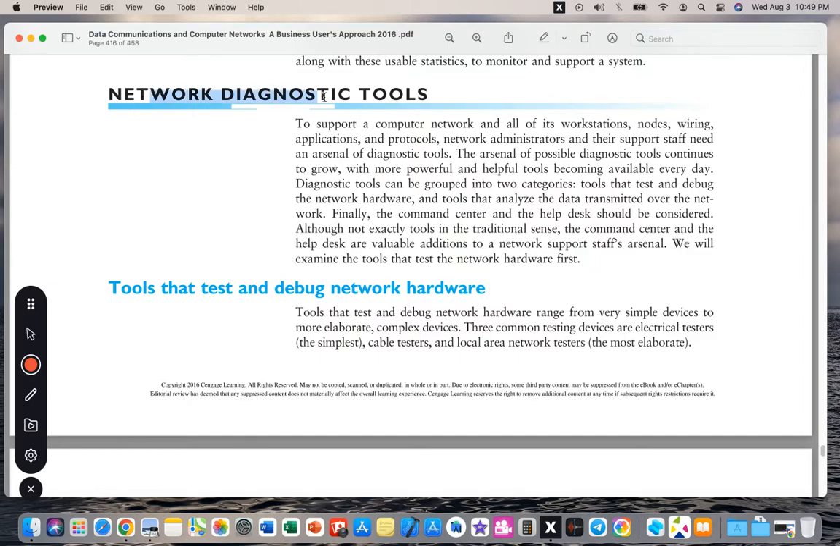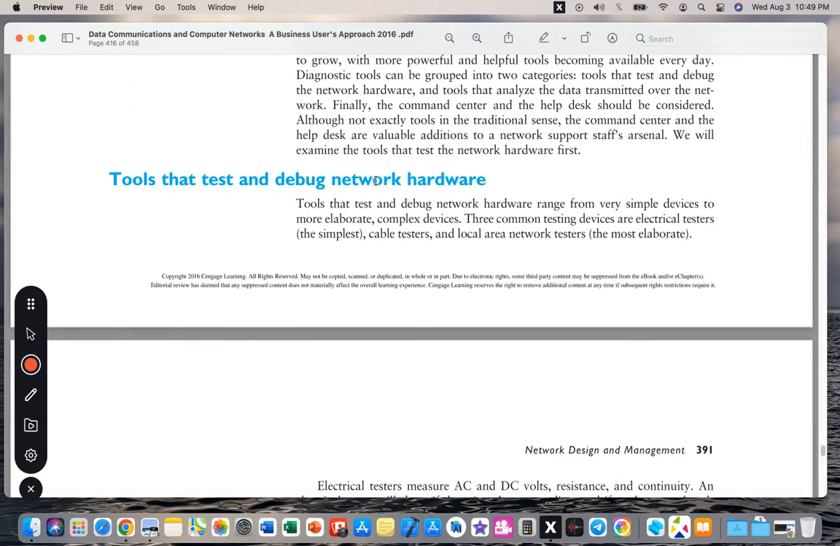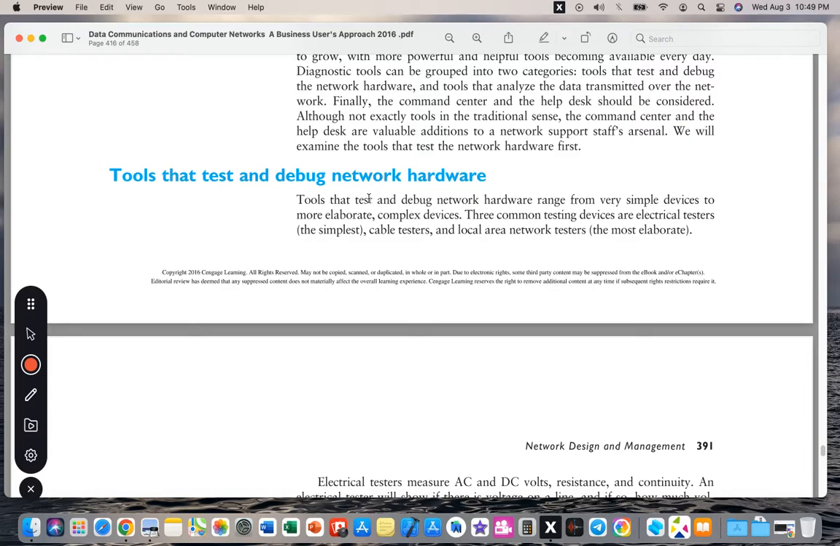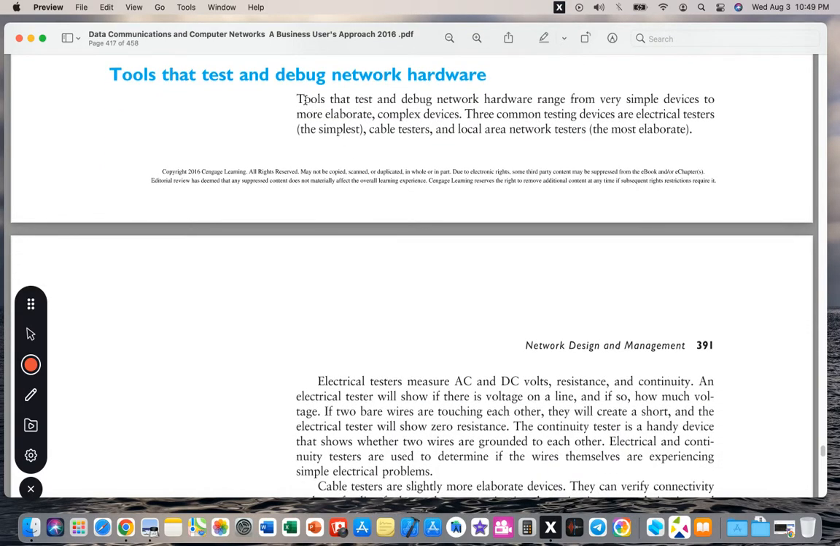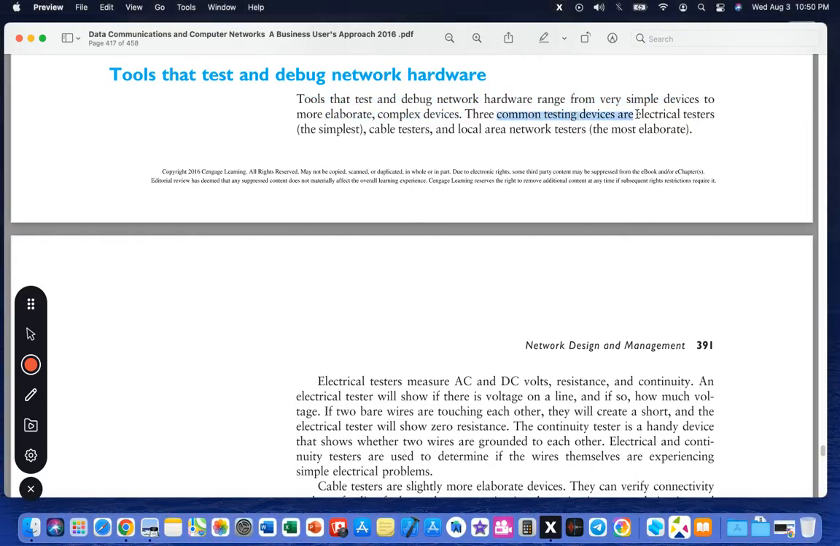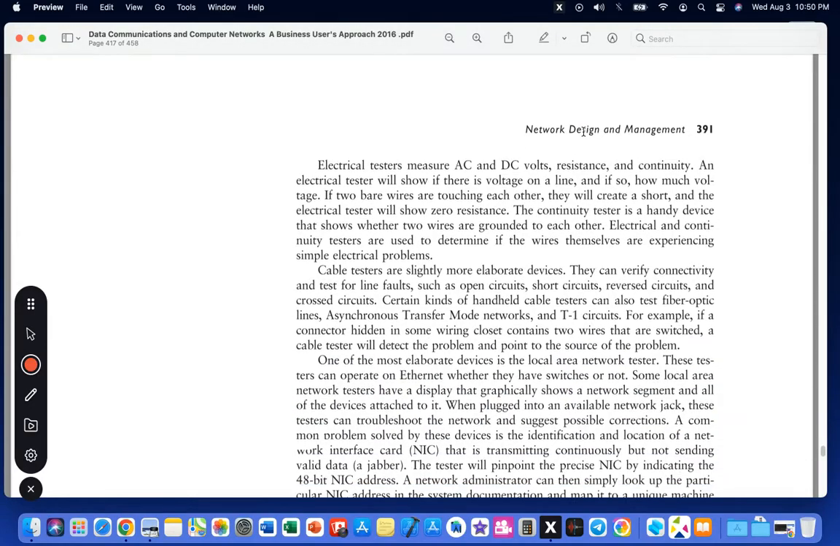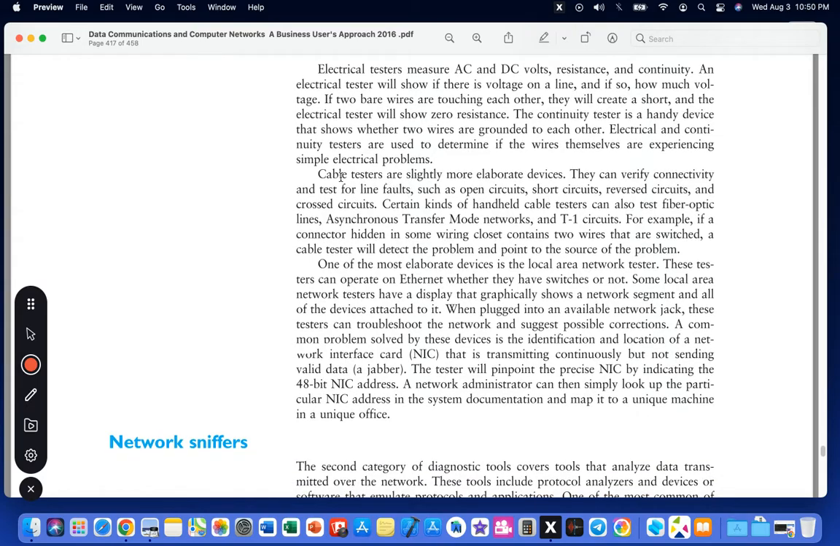Network diagnostic tools. Tools that test and debug network hardware. Tools that test and debug the network hardware range from very simple devices to more elaborate, complex devices. Three common testing devices are electrical testers, cable testers, and local area network testers. Electrical testers.